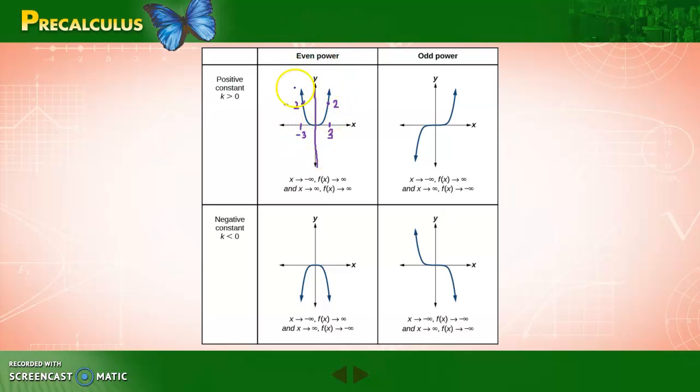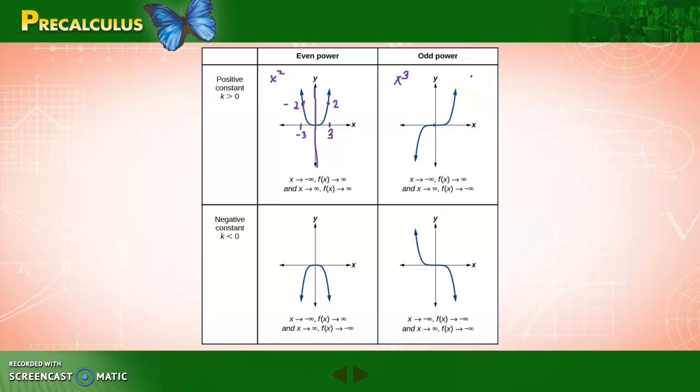This is what happens when we have power functions that have an even power, when our constant is greater than 0 and we have an even power. So maybe we have x squared. We would have something that looks like this. An even power, a positive constant, and we've got this symmetry over the y-axis. An odd power degree, like maybe x cubed, for example, as long as our constant is positive and greater than 0, would look something like this.